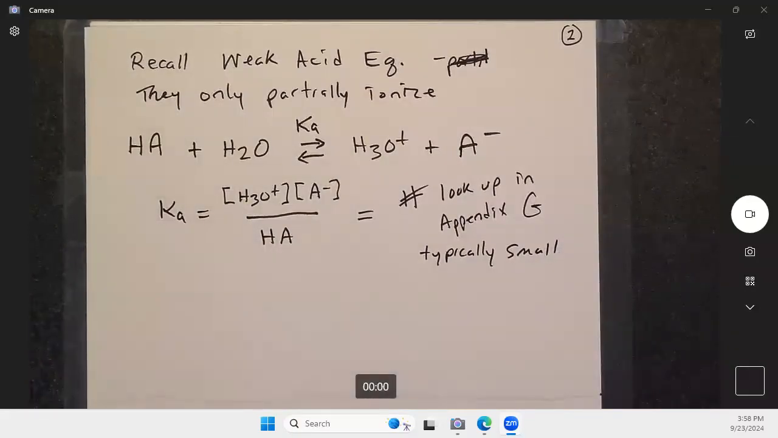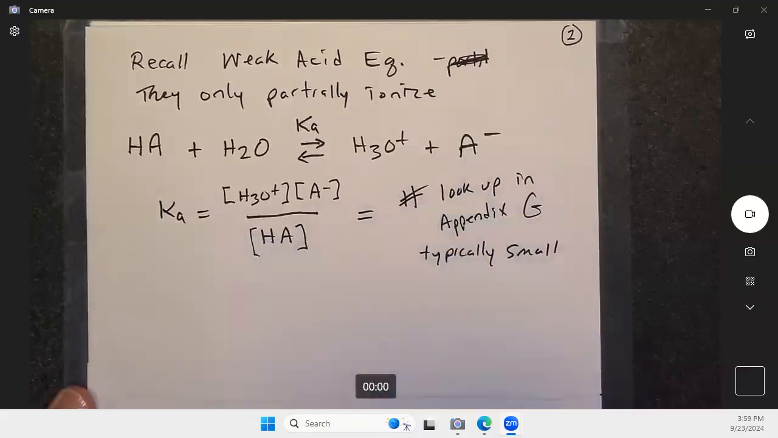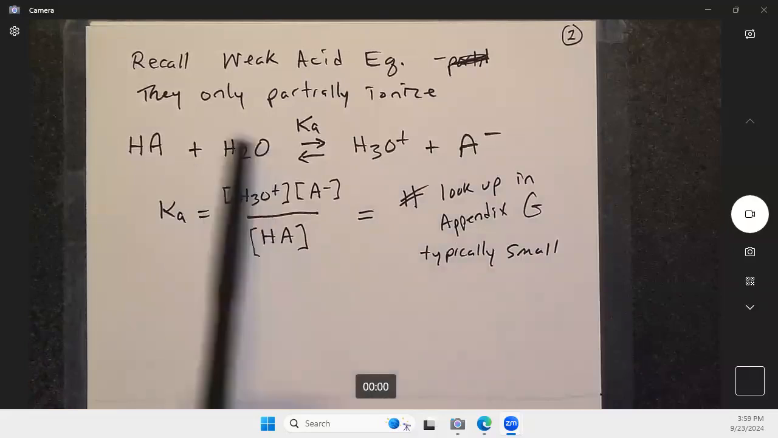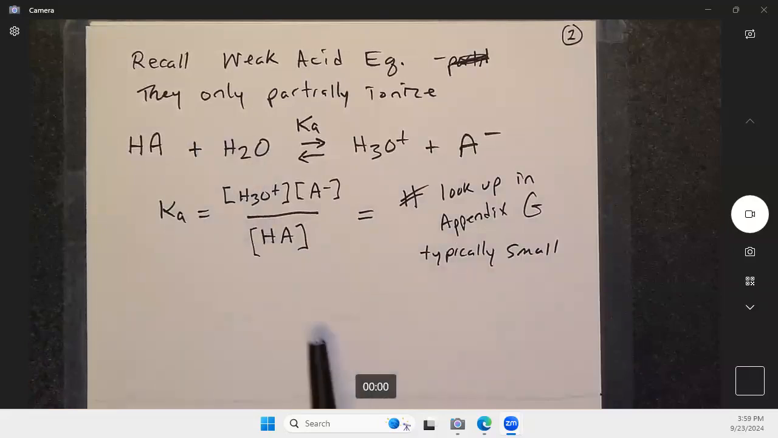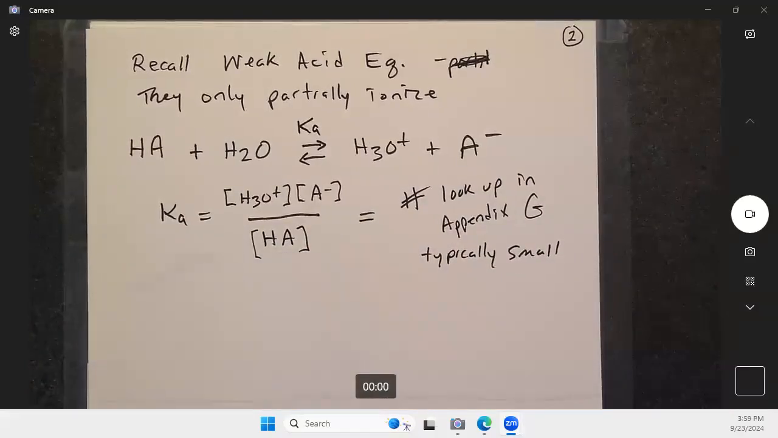Typically a small number times 10 to the minus something or another, right? Because these weak acids only partially ionize. Now, I left off my brackets down in the denominator there. So in this case, again, you still don't see water in the denominator, but you do see that unionized weak acid, right?